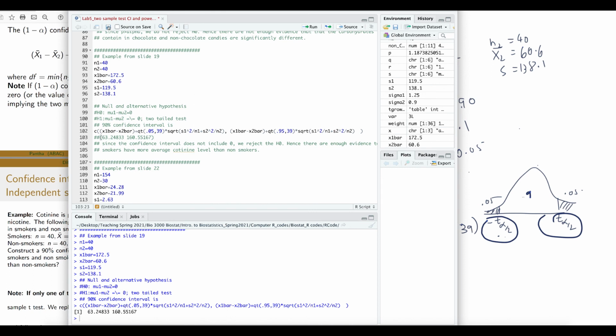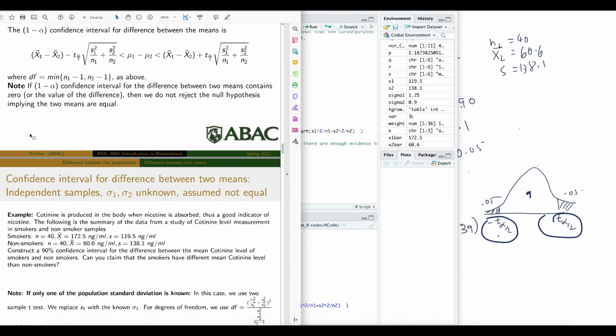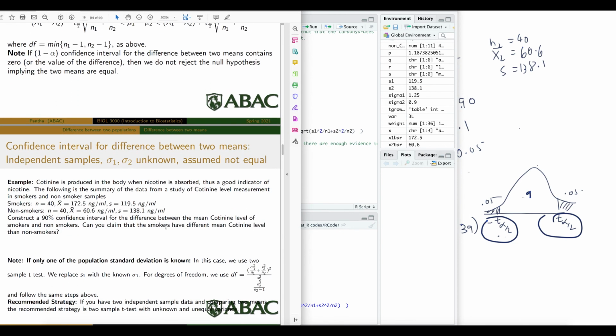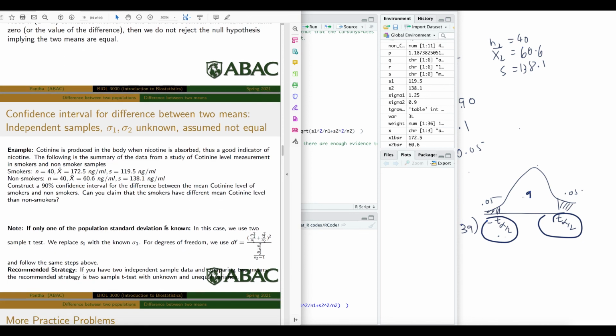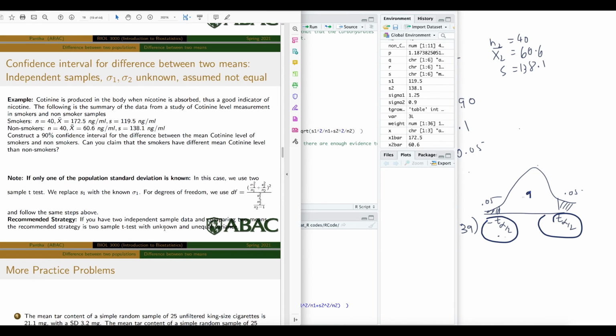Okay guys, so this is how you test the hypothesis for the equality of two means by using the confidence interval. There is a note here. If only one of the population standard deviations is known, for example, if sigma 1 is known but sigma 2 is not known, in this case we use the two-sample t-test. We still use the t-test, not the z-test. The z-test is used only if sigma 1 and sigma 2 are both given, meaning the population standard deviations of both samples are given. But if one is given and the other is not, then we use this same formula for the degrees of freedom.